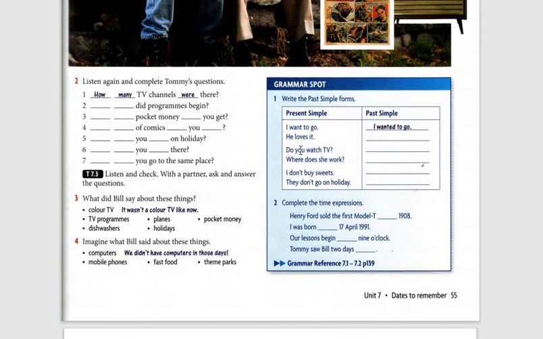In the question sentences, do you watch TV? The structure of the sentence in the past will be, did you watch TV? Where does he work? In the past, where did he work? In the negative, I don't buy sweets. The sentence in the past will be, I didn't buy sweets. And they don't go on holiday. They didn't go on holiday.